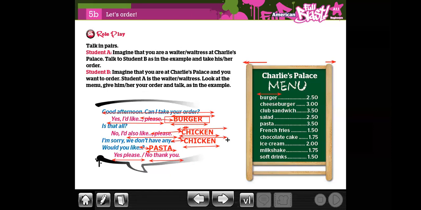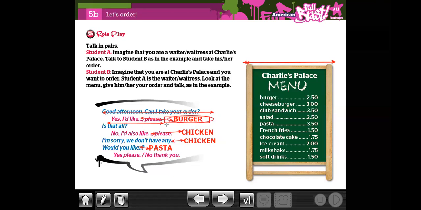Okay, Tapia and Mondragón. Tapia is blue, and Mondragón is red. Tapia, start. Good afternoon, can I take your order? Mondragón, continue. Yes, I like burger, please. Very good, perfect. Continue. Is that all? No, I also like... please. I'm sorry, we don't have it. Continue. Yes, please.